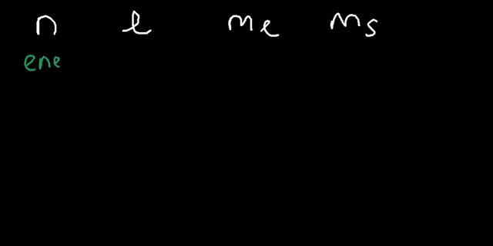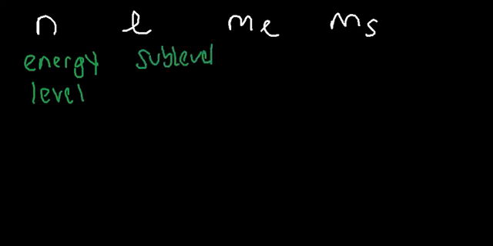So you need to be familiar with these 4 quantum numbers, N, L, ML, and MS. We talked about N already. This is the main principal energy level. L represents the sublevel, which is associated with S, P, D, and F. ML specifies the orbital.